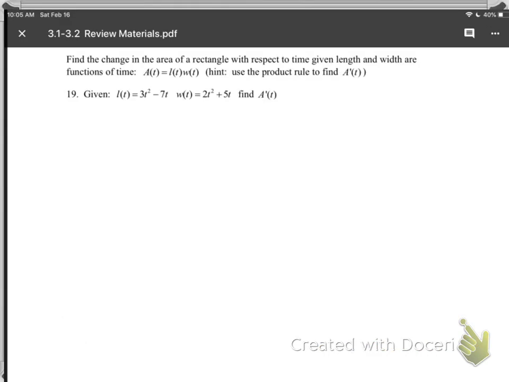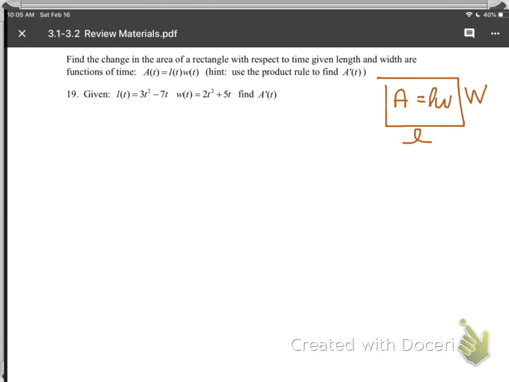Okay, so we didn't really teach this per se, but you do know that the area of a rectangle, just a plain old rectangle, is, if I call this the length and this the width, area is just length times width. So what happens if length and width are a function of time? Area then also is a function of time. So you're going to have to introduce the product rule.